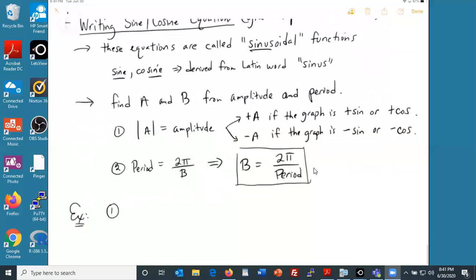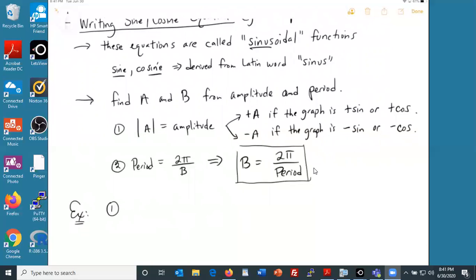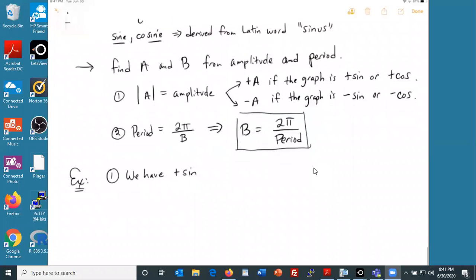All right, so example number 1. Suppose we have a graph of a positive sine function. I'm just making that up to make it easy. And let's say it has amplitude of 8 and period of 12.